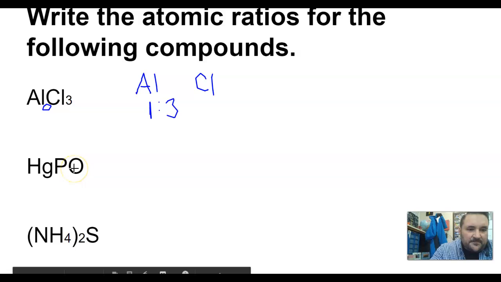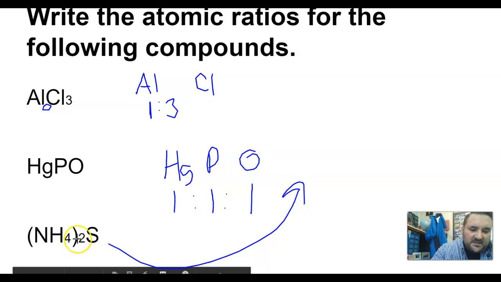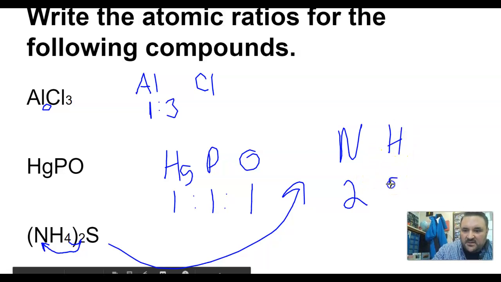This is mercury phosphate. So we have mercury, we have phosphate and oxygen. The mercury is only 1. The P, which is phosphorus, is 1. There's only 1 oxygen, 1 to 1 to 1. And then last but not least, ammonium sulfide. When you see a subscript on the outside of parentheses, you have to distribute that. You multiply everything inside of it. So you end up with N2, H is hydrogen, 8, and sulfur 1.